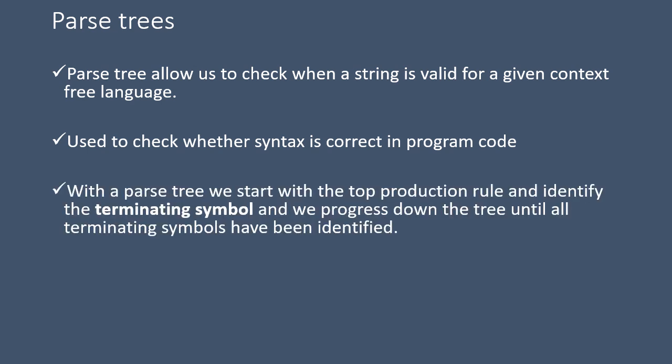With a parse tree, the way it works is we start with the top production rules and we try to identify the terminal symbols, the terminating symbols, and we progress down the tree until we've identified all the terminal symbols. Now we need to make sure that all our symbols have been accounted for within our parse tree. Otherwise, we're going to be in a situation where we don't have a valid string.